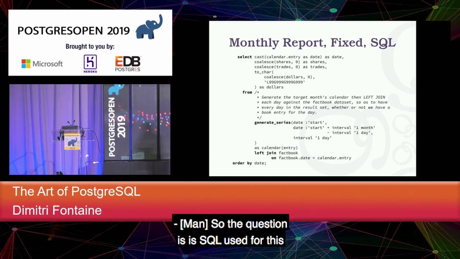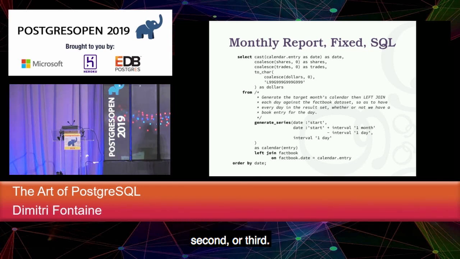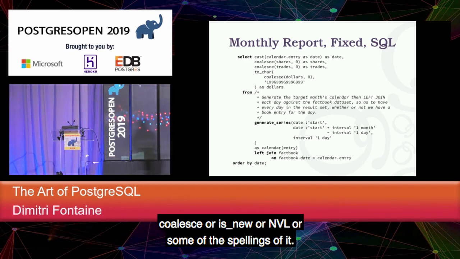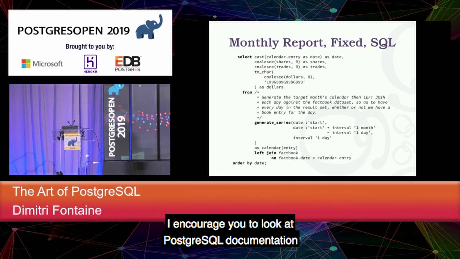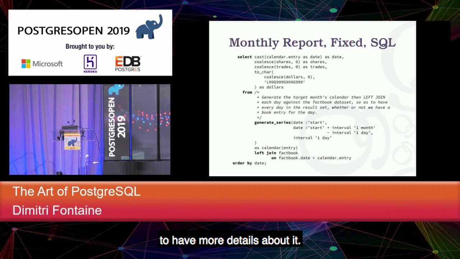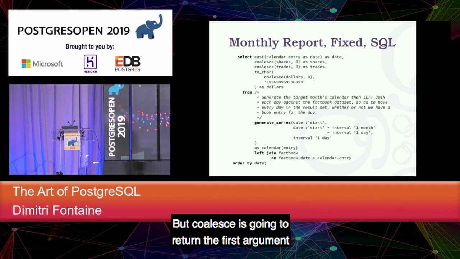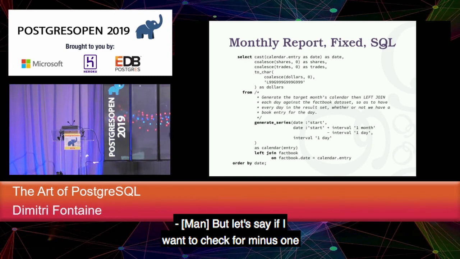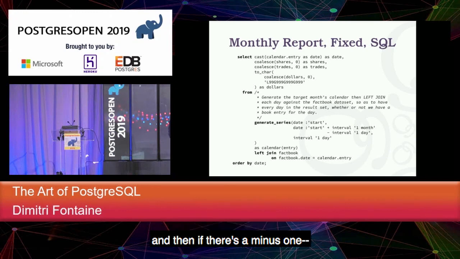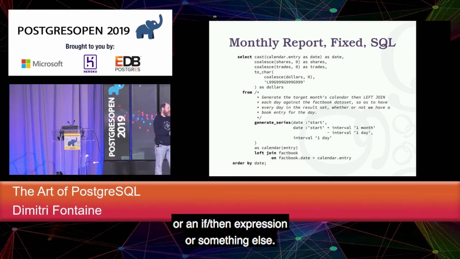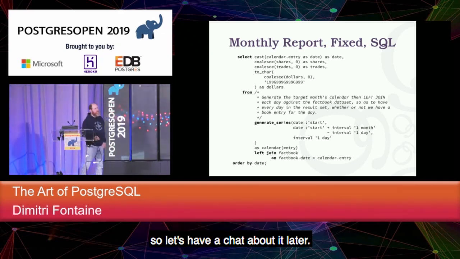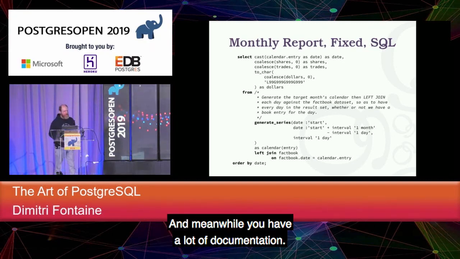Yes? Next question is, in SQL we use coalesce, like we can have 3 values, it will say first, second, or third. So this is pretty much using is null in SQL. Yeah, so the question is about using COALESCE or ISNULL or NVL or some other spellings of it. I encourage you to look at the Postgres documentation to have more details about it. But here, COALESCE is going to return the first argument that is not null. And you can have as many as you want. But let's say if I want to check for -1, then you use a CASE expression or an IFNULL expression or something else, so I cannot use COALESCE in that. It's going to be too long for this talk, so let's have a chat about it later. And meanwhile, have a look at the documentation.